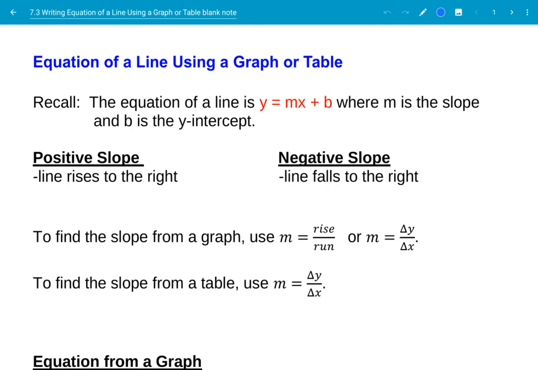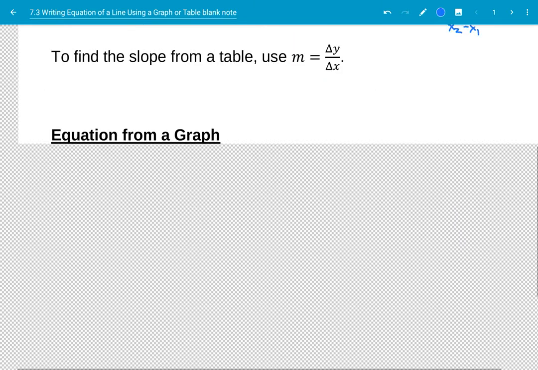From a table of values or points, delta y over delta x, which is y2 minus y1, that's delta y, over delta x, which is x2 minus x1, is very useful. So we will tend to use delta y over delta x in tables. First, we'll start with graphs. So here's the first graph.